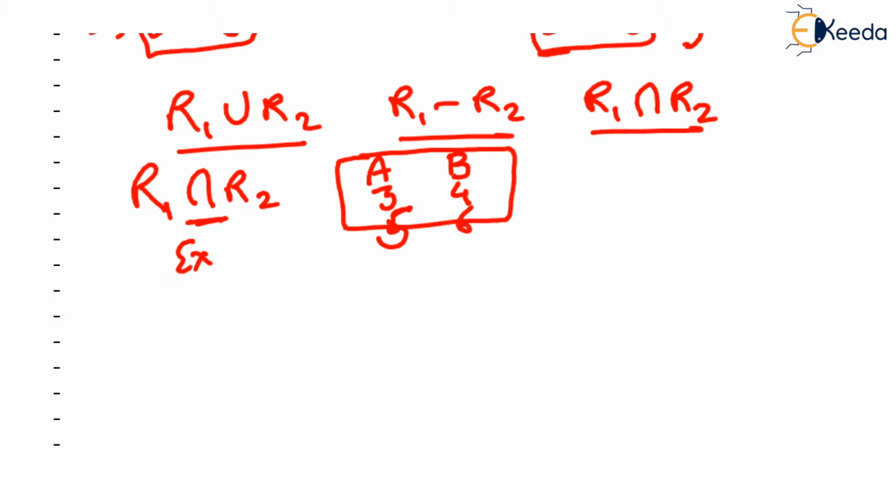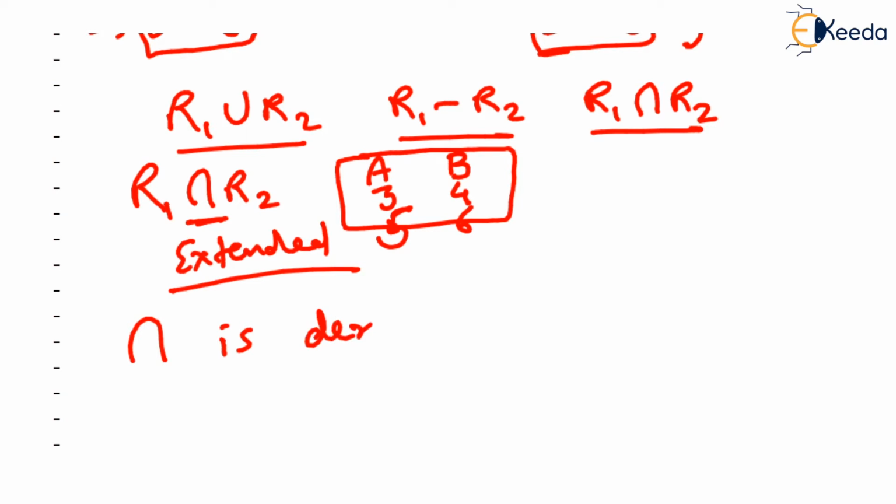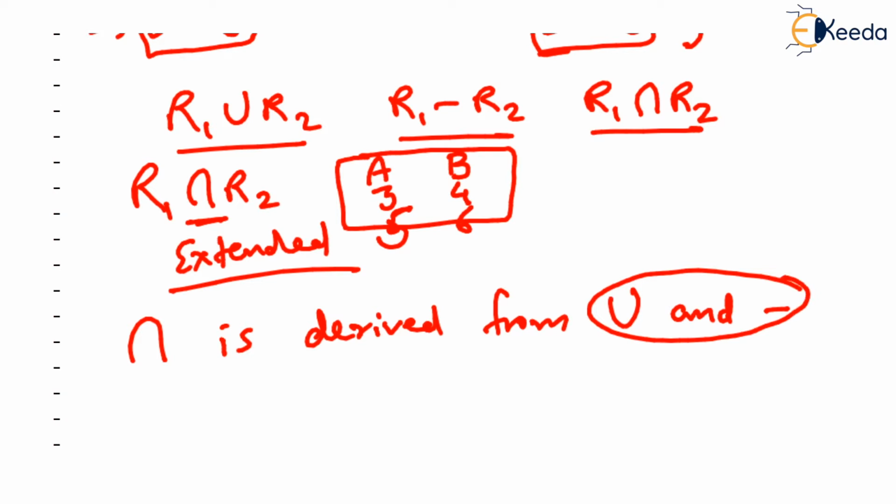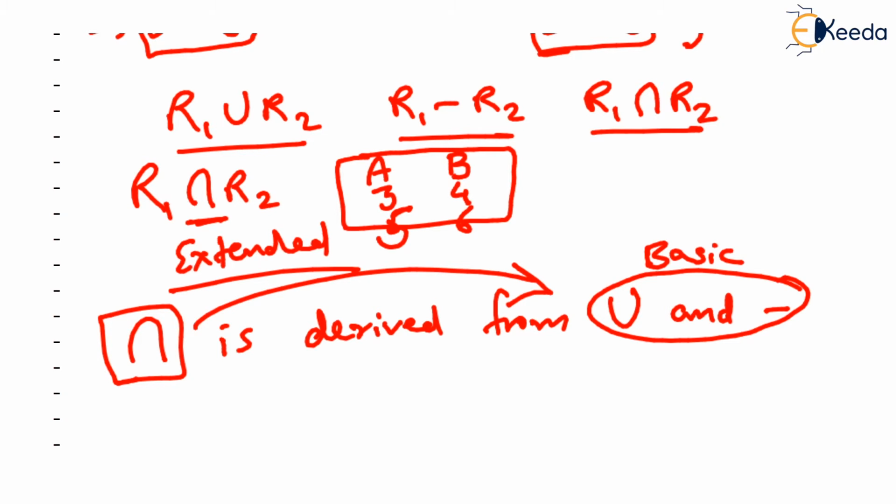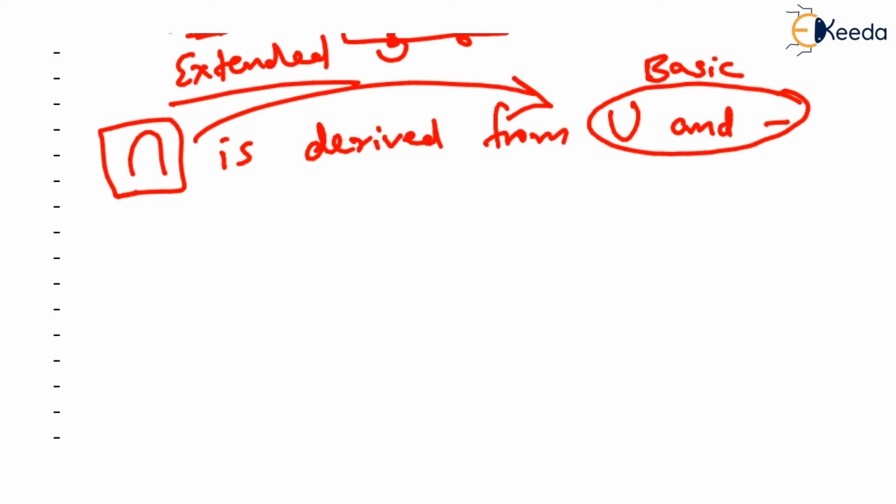This is an extended operator, and intersection is derived from union and minus. And remember, union and minus are basic operators. Yes, so this derived operator is derived from union and minus. Let's see what that derivation is.